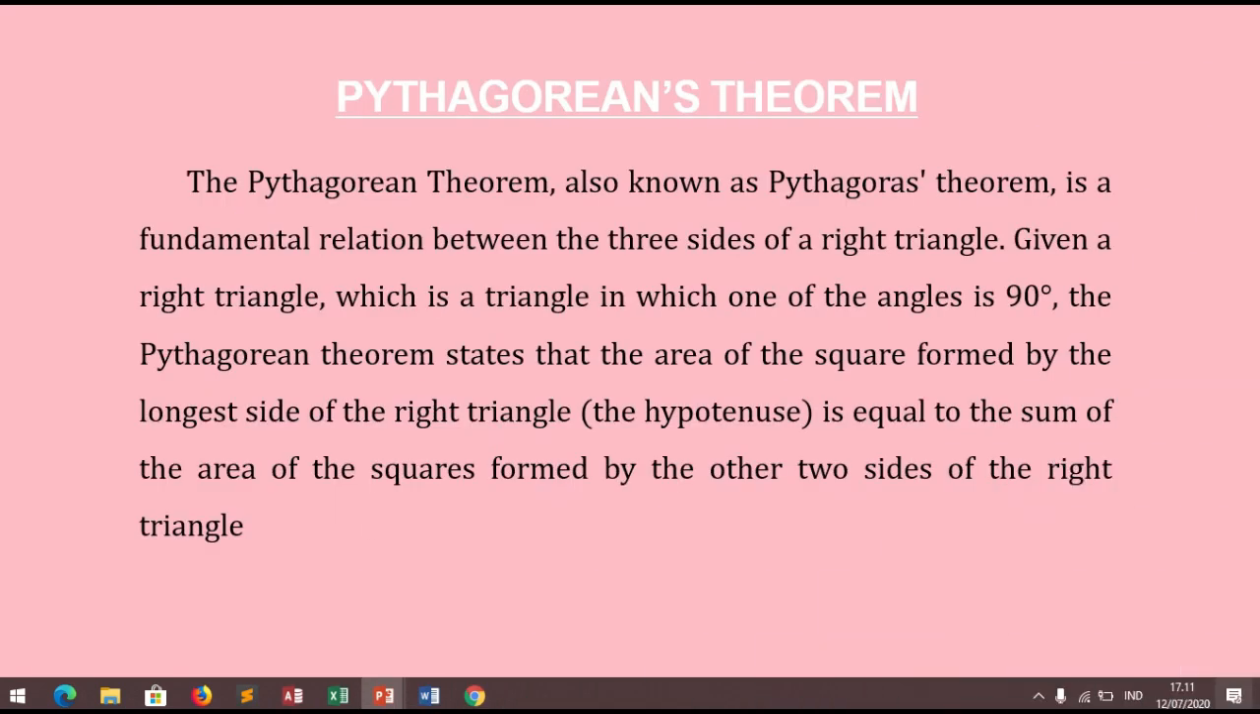Pythagorean theorem. The Pythagorean theorem, also known as Pythagoras theorem, is a fundamental relation between the sides of a right triangle. Given a right triangle, which is a triangle in which one of the angles is 90 degrees, the Pythagorean theorem states that the area of the square formed by the longest side of the right triangle, the hypotenuse, is equal to the sum of the areas of the squares formed by the other two sides of the right triangle.